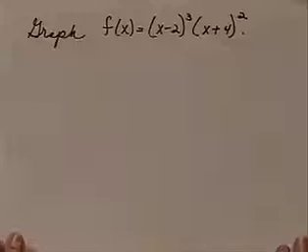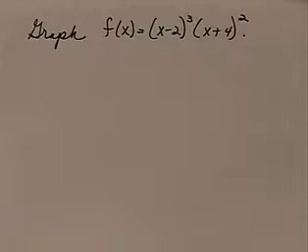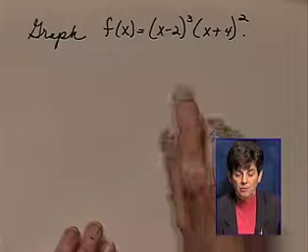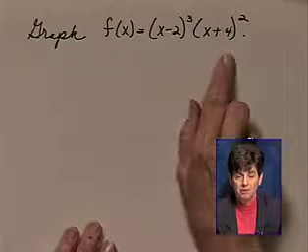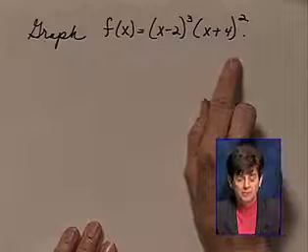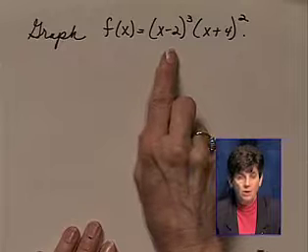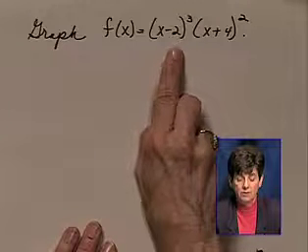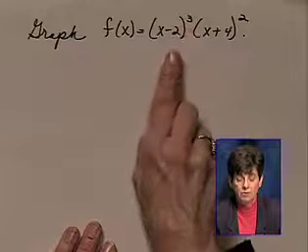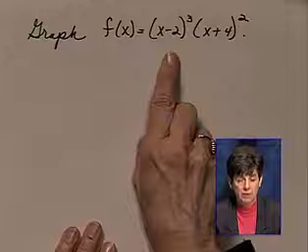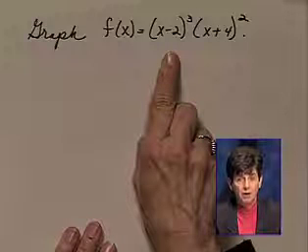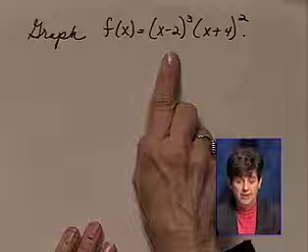Well, let's take a look at a problem. Suppose we'd like to graph f of x equals x minus 2, the quantity cubed, times x plus 4, the quantity squared. Now, we have two distinct factors, therefore we have two zeros. The 0 of 2 is in a factor whose power is 3. The multiplicity of 2 is 3. Therefore, the graph crosses the x-axis at 2.